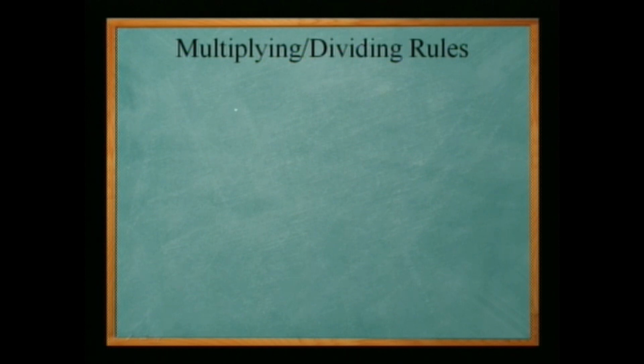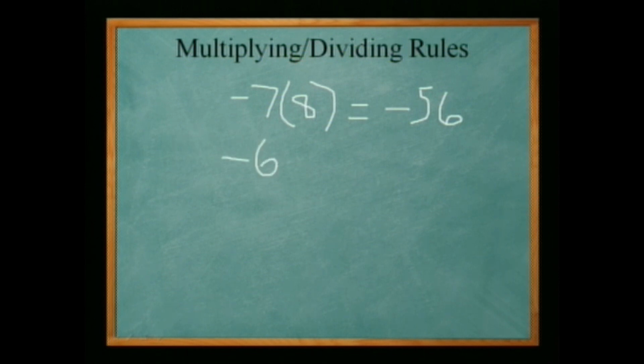Let's take a look at a few more. If I have negative 7 times 8, I know 7 times 8 is 56. I have one negative, so the answer is going to be negative 56. I have negative 6 times negative 5. I know 6 times 5 is 30. And 2 negatives are going to cancel each other out to give you positive 30.